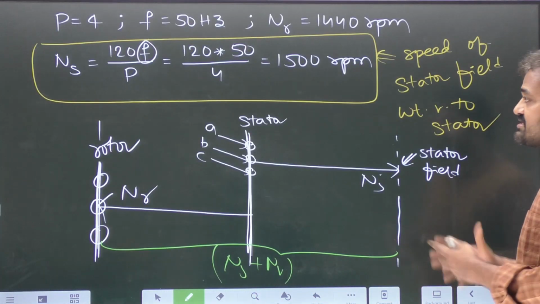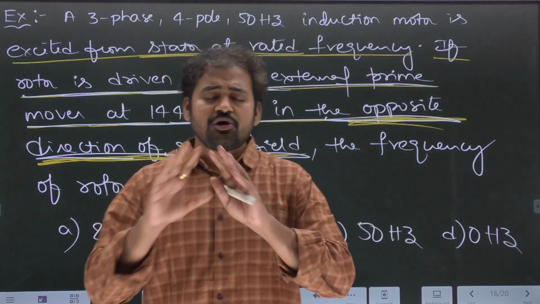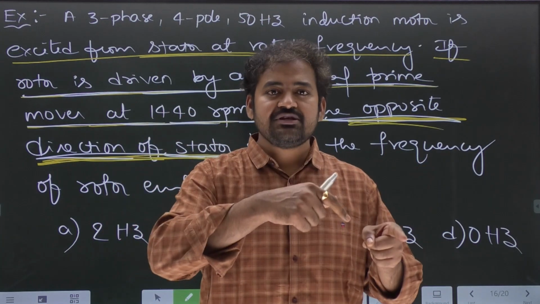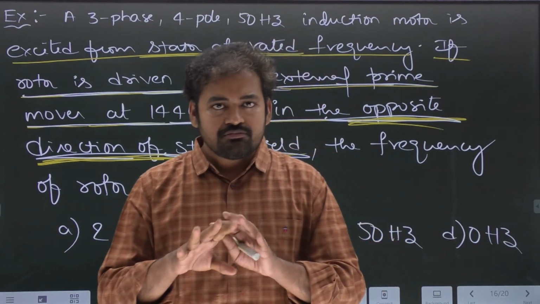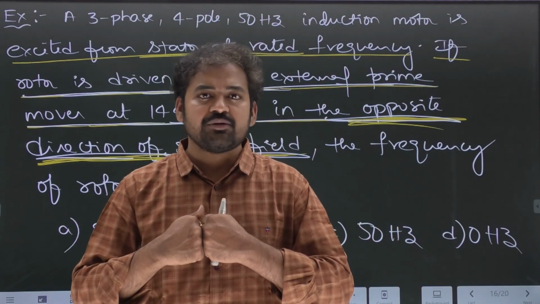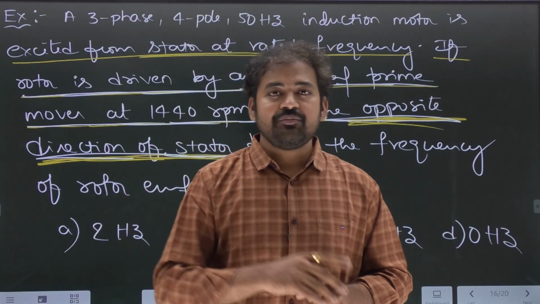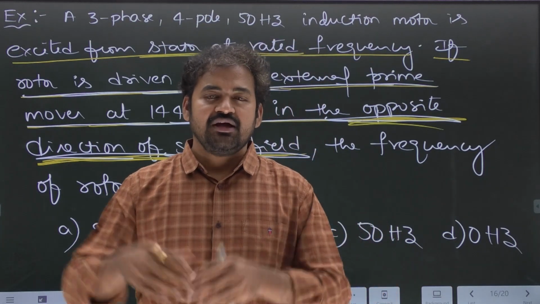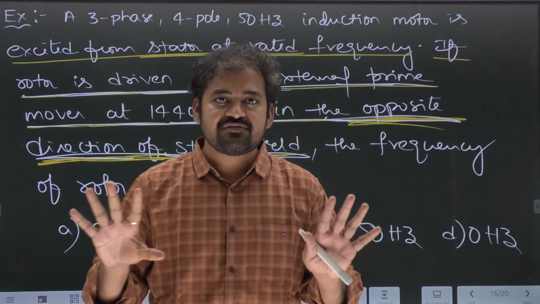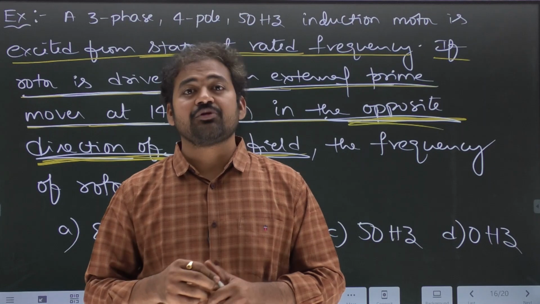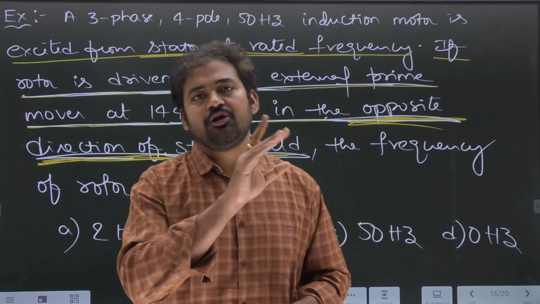So that's it. If you understand this basic concept, you can answer any question. Don't always try to remember that same direction means (Ns minus Nr) by Ns, and opposite direction means (Ns plus Nr) by Ns. If you learn those formulas by heart, you will definitely end up with wrong answers, especially when the machine is excited from the rotor side. If the machine is excited from the stator side, no problems. Same direction means Ns minus Nr, opposite direction means Ns plus Nr, those formulas are valid. But when the machine is excited from the rotor side, you will end up with a mistake, and that wrong answer will be available in the options also.